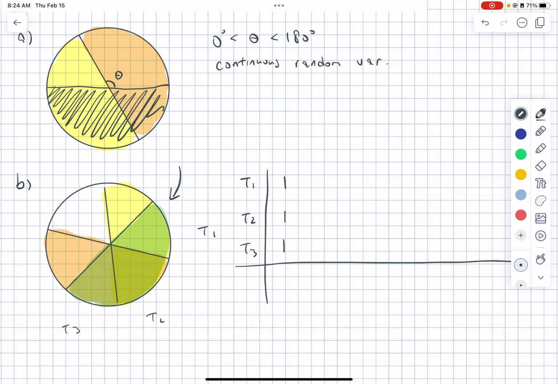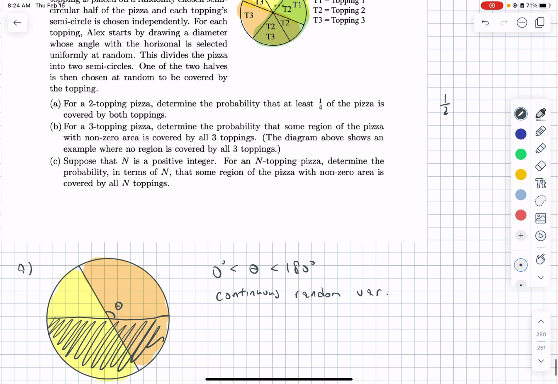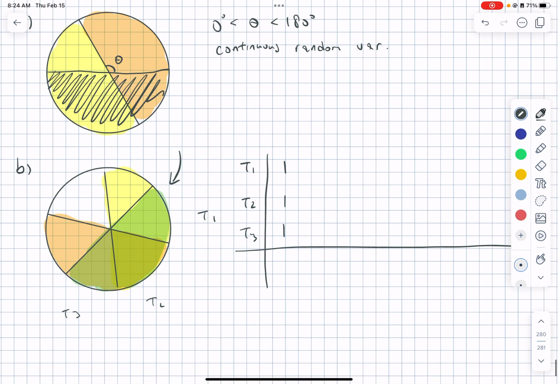So, is there a region of the pizza with non-zero area covered by all three toppings? There is, so this is true. However, let's say T1 and T2 are as colored and T3 is the opposite. So we're going to reflect T3 over. Is there any part of the pizza that's covered by all three toppings? There is. T3 is reflected over.